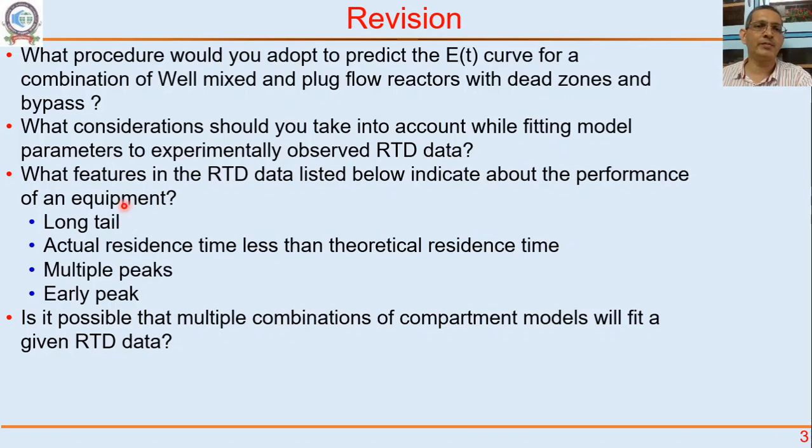Suppose in the RTD experiment, RTD data of an actual reactor or actual equipment, you see a long tail. What does it tell you? You see that actual residence time is less than the theoretical residence time. What does this tell you? You see multiple peaks, you see early peaks. What do all these tell you? It tells you something about how the equipment is behaving. Is it possible that multiple combinations of compartment models will fit a given RTD data? And if yes, how do we decide which combination is better, which combination works well, which combination is able to characterize our experimentally observed or actual RTD?